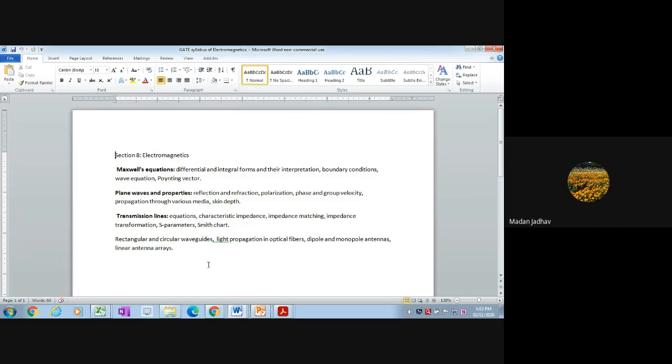Okay. Maximum 12 marks of questions will be there in your GATE exam, and minimum 8 marks. Okay, 8 to 12 marks. This is the range of this particular subject. Okay, today we will discuss Maxwell's equations in differential and integral form.